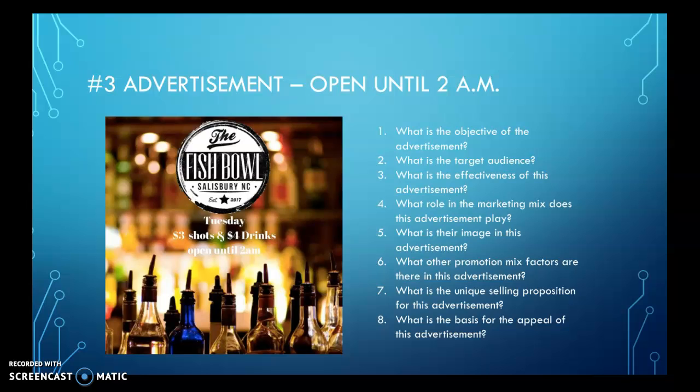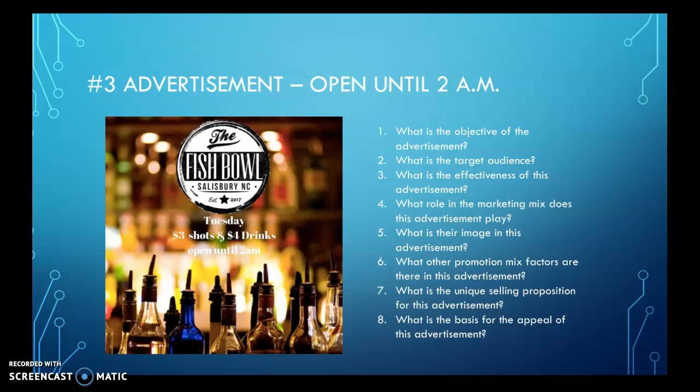What other promotion mix factors are there? Product, yes, you're selling 2 different types of products, your shots and your drinks. Price, like we talked about before, that's good. Place, Salisbury, North Carolina, it is in the logo. Also, staying open until 2 a.m. is very important. I would probably put that with place because you're in Salisbury.